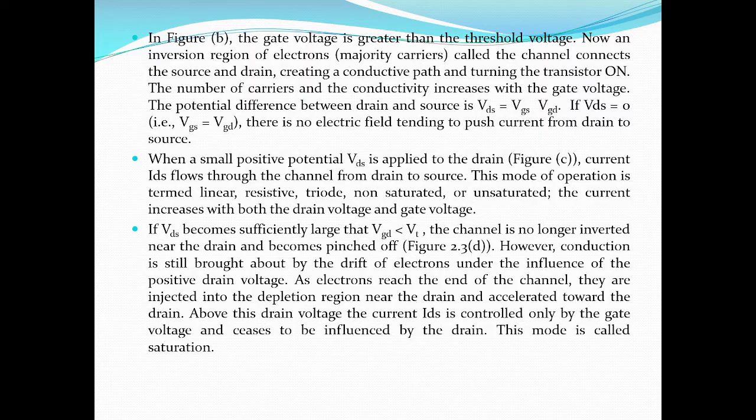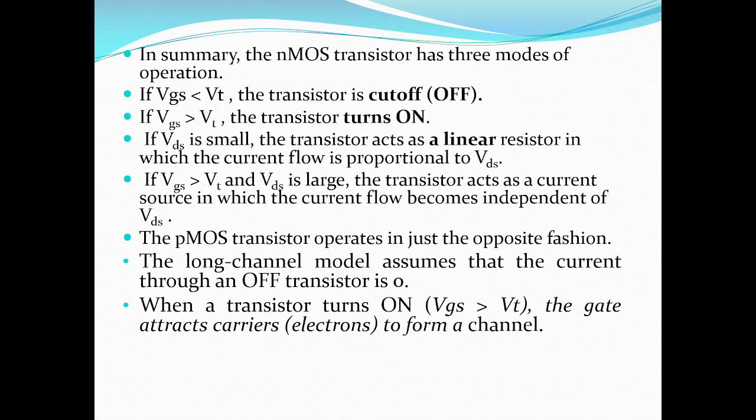As electrons reach the end of the channel, they are injected into the depletion region near the drain and accelerated towards the drain. Above this drain voltage, the current IDS is controlled only by the gate voltage and ceases to be influenced by the drain. This mode is called saturation.